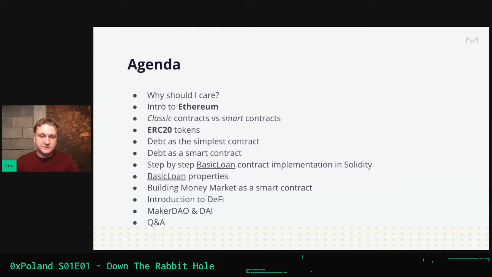Then we looked at debt and how we can implement it as a smart contract. Then we did this implementation in Solidity step by step, analyzed the properties of the contract that we came up with, talked about the concept of the money market and how we can implement something like that using smart contracts, and talked about DeFi and DAI.